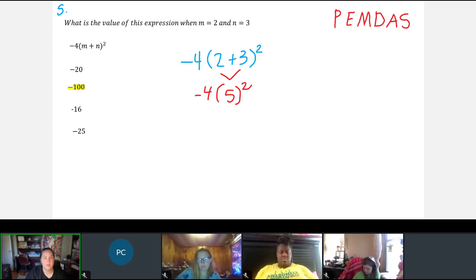So we can go up here and mark out the P. We don't have any more parentheses. What comes next? What does that E stand for? Exponent. Very good. And our exponent here is 2. And exponents tell you how many times to multiply this number by itself. So we're going to multiply 5 times 5. Good, Wesley. And that gives us 25. So we'll put that in our problem. We got -4 times 25 because it's in parentheses.